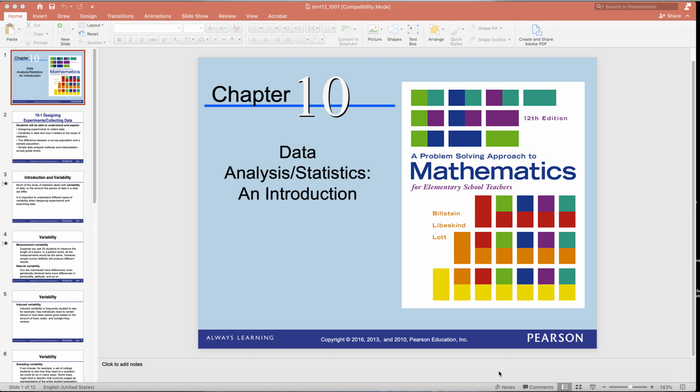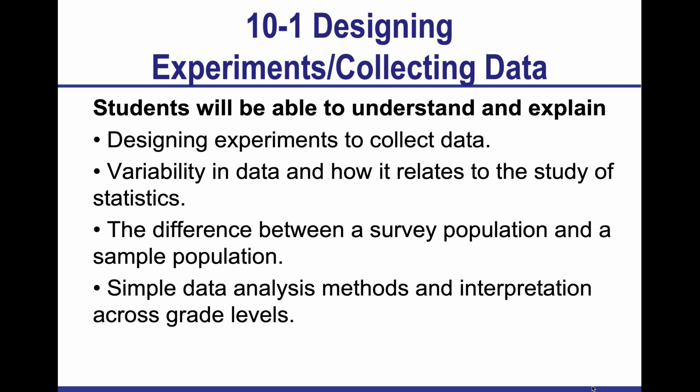Shift gears from probability into analysis and statistics. In analysis and statistics, we're going to be able to understand and explain some different ideas, such as collecting data, variability in the data, and how it's going to relate to the study of the numbers, a difference in a survey population and a sample population, and a simple data analysis method and interpretation that can be used across all grade levels.